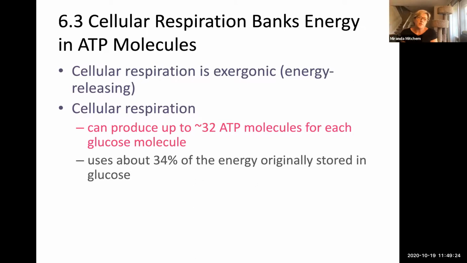This process uses about 34% of the energy out of glucose, which means that 66% of that energy is wasted in the form of heat. This is considered still to be a very efficient process. 34% might seem low, but it's actually quite a bit more efficient than the combustion automobile engine, if you want some comparison.